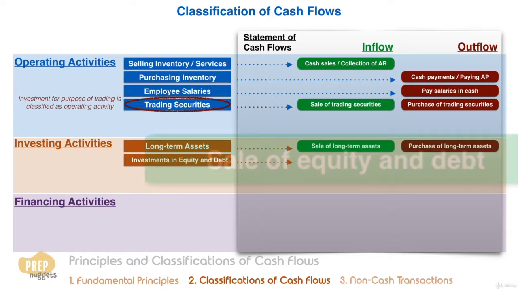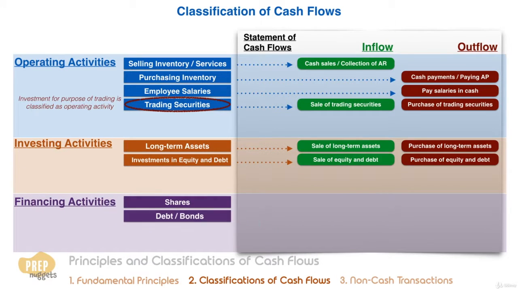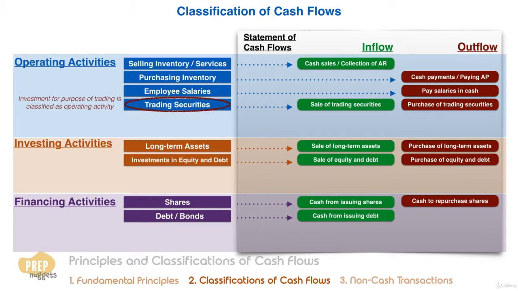The cash proceeds from sale of investment assets and cash outflows from the purchase of investment assets are recorded under cash from investing. Financing activities include obtaining or repaying capital. The two primary ways of obtaining capital are to issue shares to shareholders and debt or bonds to creditors. Cash inflows in this category include cash receipts from issuing stock and cash receipts from issuing bonds or through borrowing. Cash outflows include cash payments to repurchase stock and cash payments to repay bonds and other borrowings.